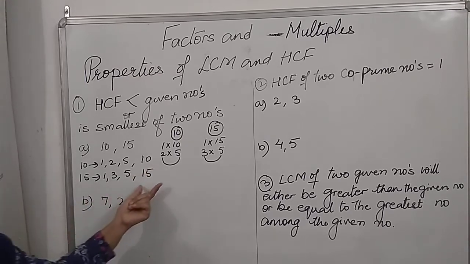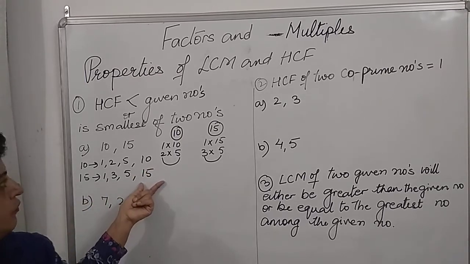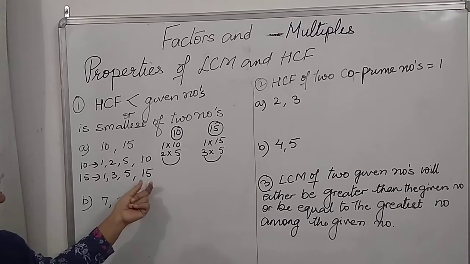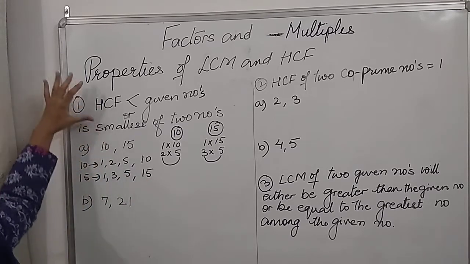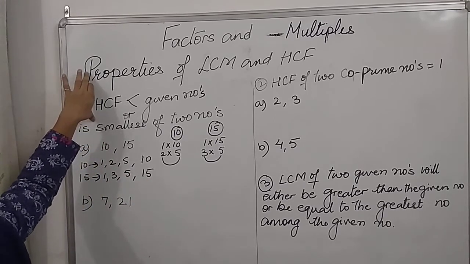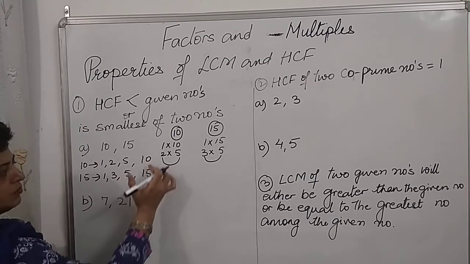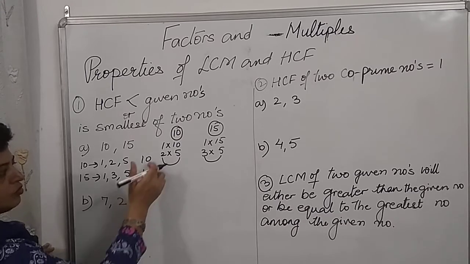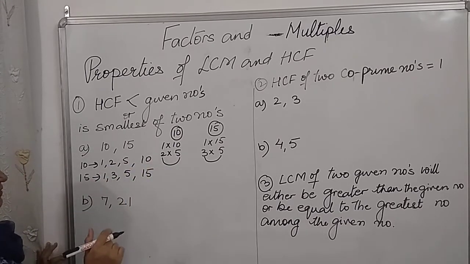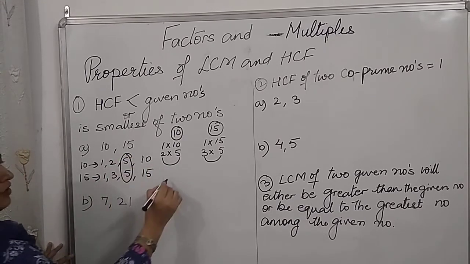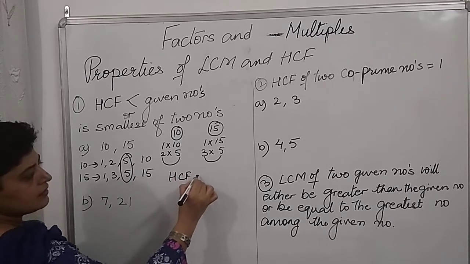Now we know the biggest factor of a number is the number itself. So either it will be the smallest of the two numbers or less than the given numbers. It can never be greater. If it is equal, both the numbers cannot be the same. So it has to be less than the number. So in this case, the common factor is 5. So HCF is 5.